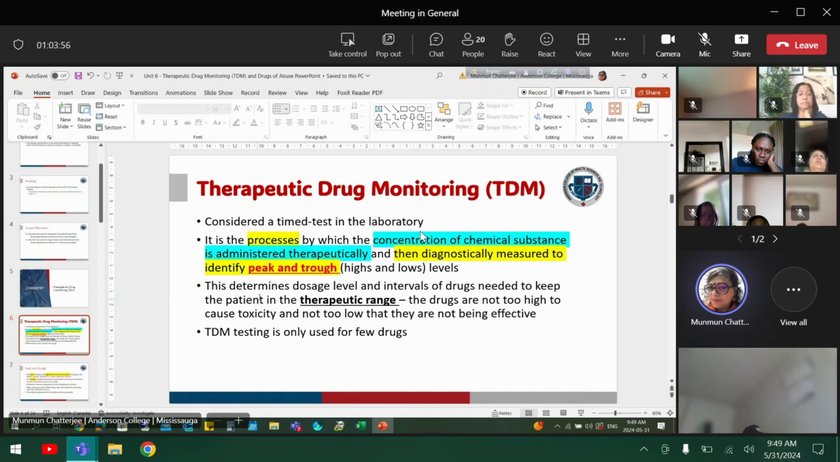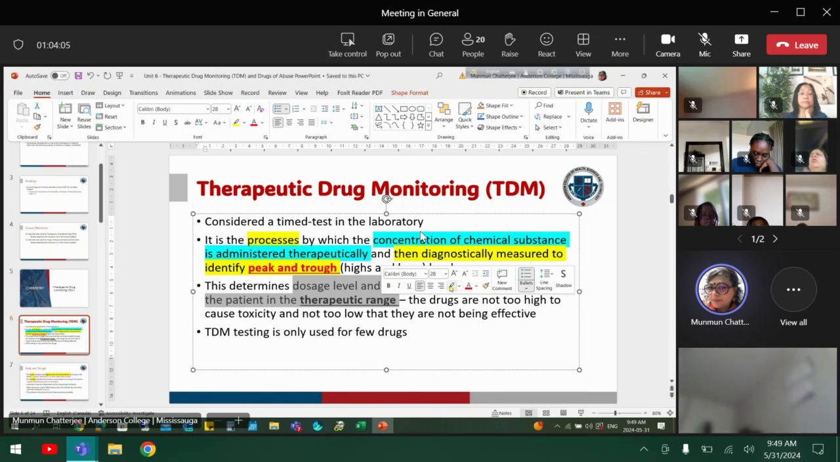That's why it says this determines the dosage level and intervals of drugs needed to keep the patient in the therapeutic range. Is it clear what I told you? So that the drugs are not too high, which causes toxicity, or too low, so that they are not effective. You have to give the drug at such a level, in a dose, that it is not toxic and also not ineffective, like blood pressure medication. They start from a low dose, and if it doesn't work, they increase it.